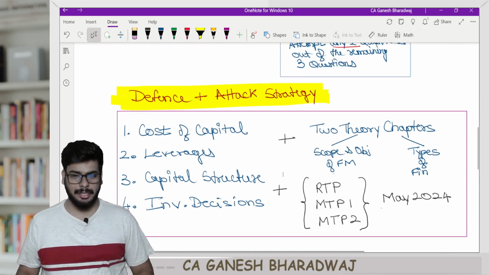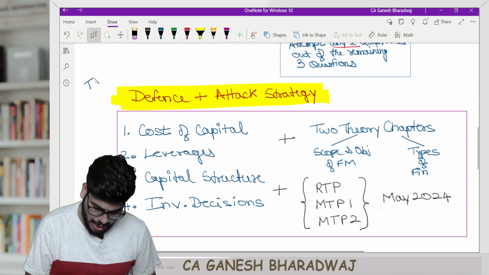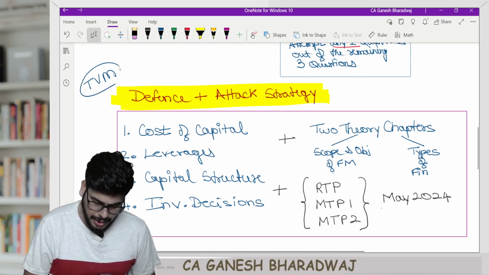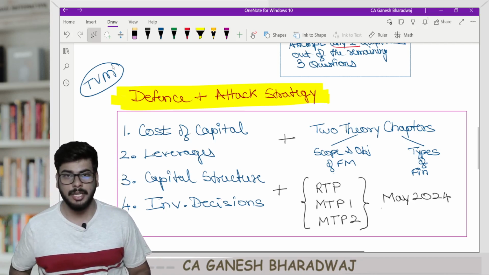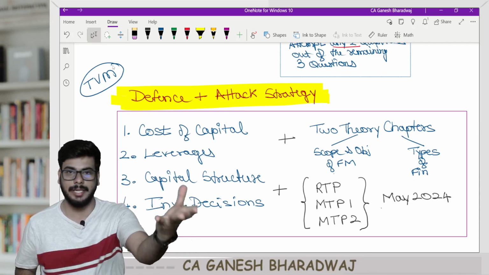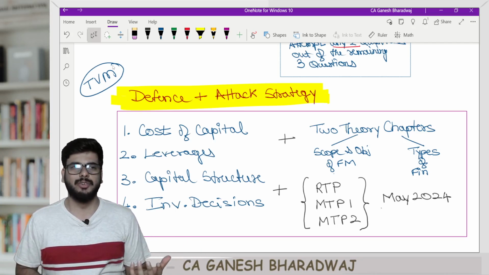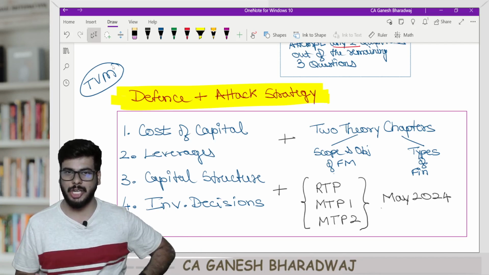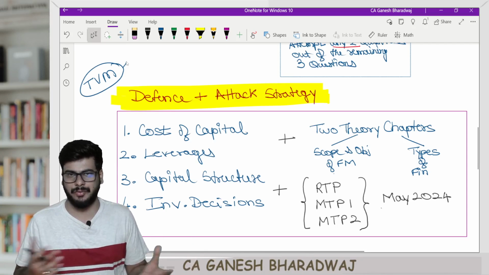Now guys, it goes without saying, you should have a core understanding of the chapter called time value of money, because I've told you many times, this chapter is like oxygen. You can't see it, but its presence is felt throughout the subject. So you can't prepare for it as a separate chapter. But yes, without knowing this chapter, you can't even enter into the subject of financial management.